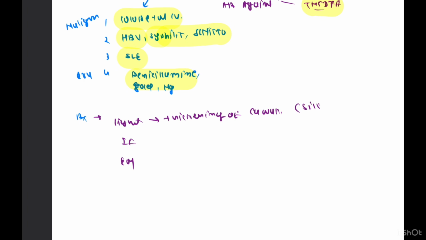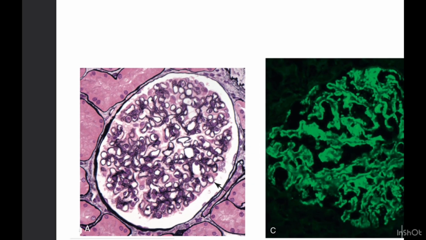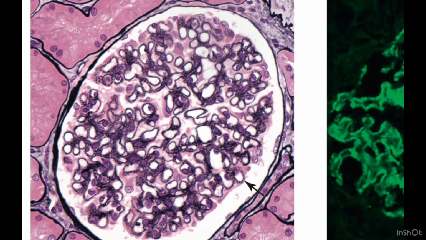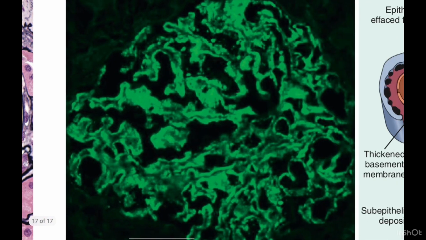If we use a silver methenamine stain, we can find figures like this, in which this is a capillary loop, this is a capillary, and there is an endothelial cell. So you can find this black staining of the capillary loop which shows membranous nephropathy. There is no hypercellularity, there is a thickening of basement membrane which appears as a thickening of capillary wall on light microscopy. This is about immunofluorescence, which is positive for IgG plus or minus C3.